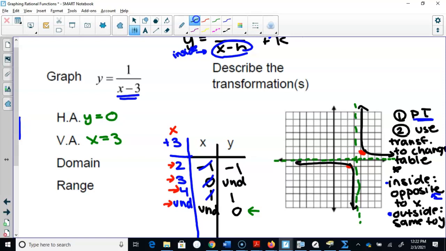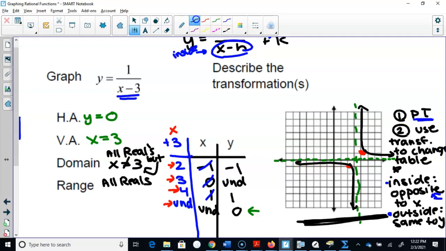And let's talk about our domain and range. Our domain is going left and right. Where can I not have an x value? I cannot have an x value at x equals 3. But I can have any other number. Any other x number I can plug in, but x cannot equal 3. For the range, I can have any number, but not y equals 0. I will never have an x value when y is equal to 0. All right, let's move on to our next one.